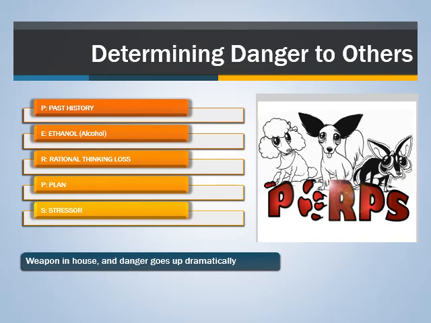Determining danger to others. On the test, they might want to know how, when you have to evaluate, is this person really a danger? Think about perps. Do they have past behavior? Are they drinking? Can they think cognitively? Did some major stressor happen? And do they have a plan for what they're going to do? Remembering that with a weapon in the house, danger goes up dramatically.